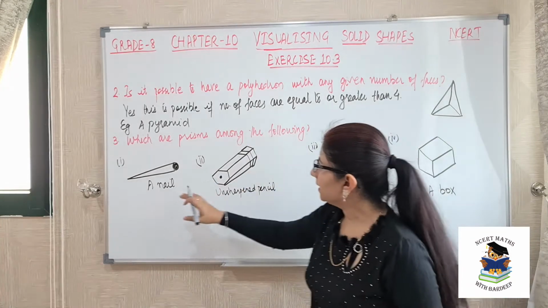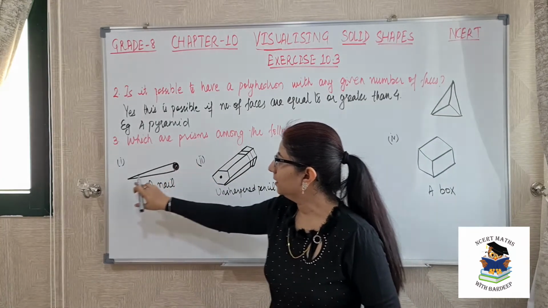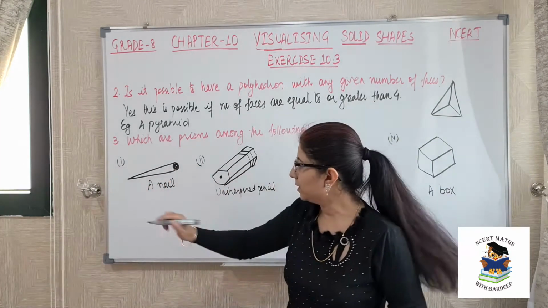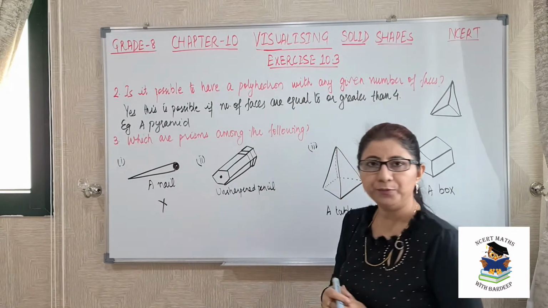So in this case, one side is a circle and one side is a point. So this is not possible. So this is not a prism.